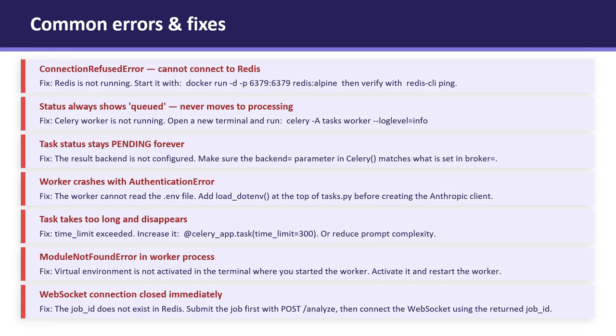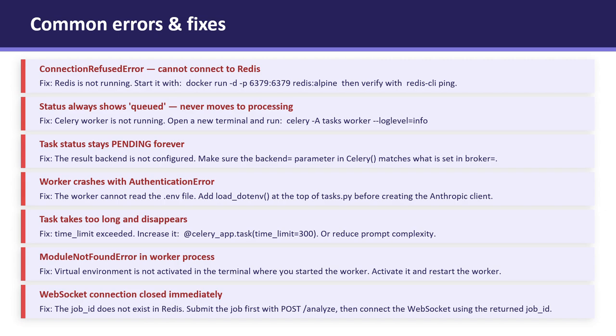Next, common errors. 7 errors to know. If you get a connection refused error, Redis is not running. Start it with Docker and verify with Redis CLI ping. If the status always shows queued and never moves to processing, the Celery worker is not running. Open a new terminal, activate your virtual environment, and start the worker.